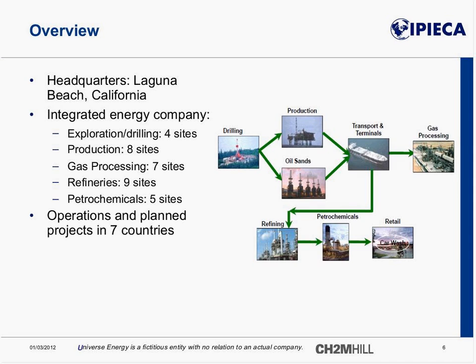A bit about the Universal Energy Company. It is based here in Laguna Beach, California, not too far from Disneyland, so it's a good place to imagine an imaginary oil company. It's an integrated energy company. It has exploration and drilling, production, gas processing, refineries, and petrochemical, and it operates and plans projects in 7 countries. It has no oil sands or retail.